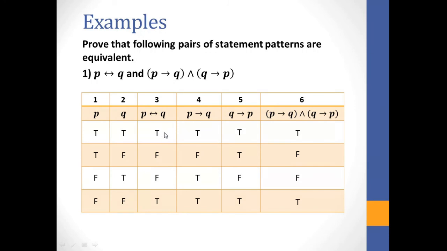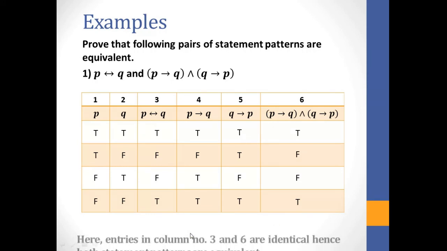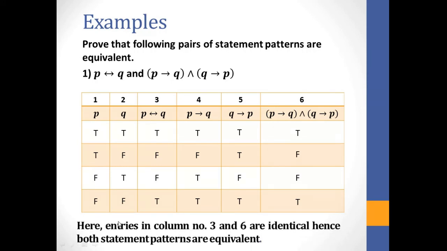Now if you observe this whole truth table, then entries in column number 3 and entries in column number 6 are the same. So what is our conclusion? See here, entries in column number 3 and 6 are identical, hence both statement patterns are equivalent. So we have to complete the answer like this.